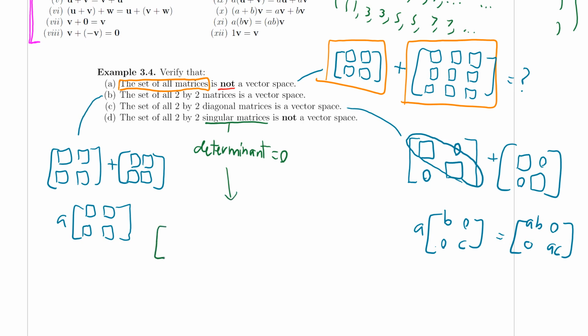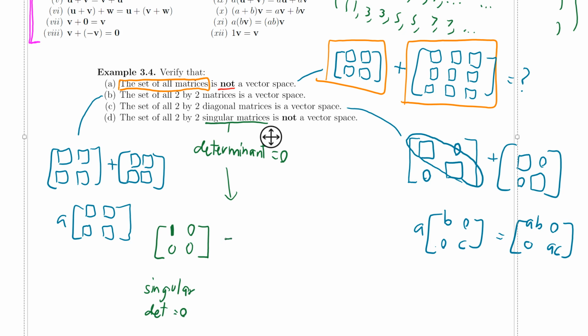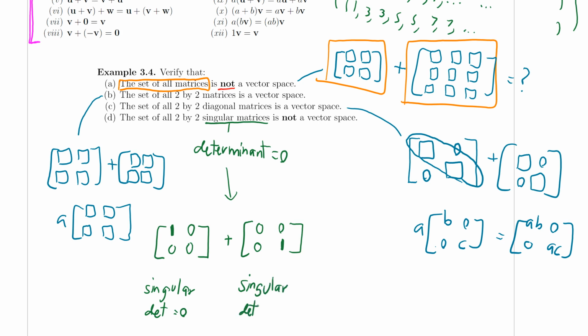Let's say I have this matrix, which only has 1 in the top left corner and the remaining entries are 0. This is a singular matrix because the determinant is 0. Now I'm going to add this matrix with another matrix that has a 1 in the bottom right corner and the remaining entries are 0. This is also a singular matrix because the determinant is 0. But now, notice that when I add these two matrices together, I actually get the identity matrix. I know that the determinant of the identity matrix is 1, so this is actually no longer singular.